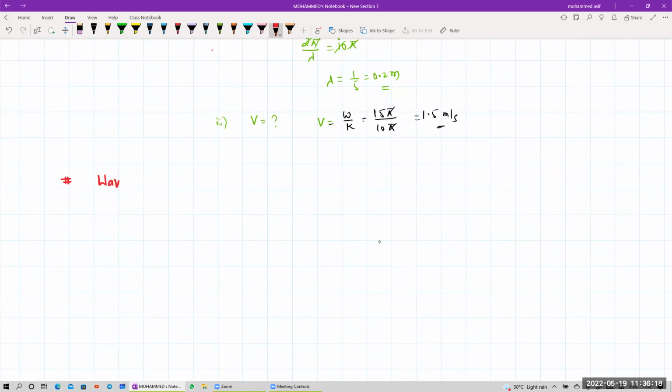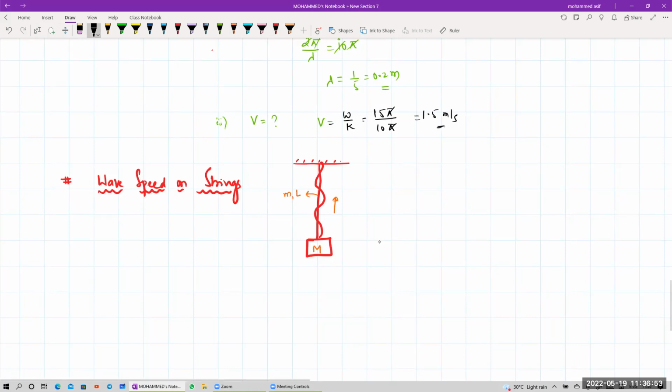Wave speed on your strings. Say, this is your string, and to this string some block is attached. A wave pulse is created in this one, beta, and this wave pulse is going like this, in the upward direction. The mass of this rope is, for example, m, and the length of this one is, for example, l. The mass of this block is capital M. Okay, so the wave velocity is given by the formula.